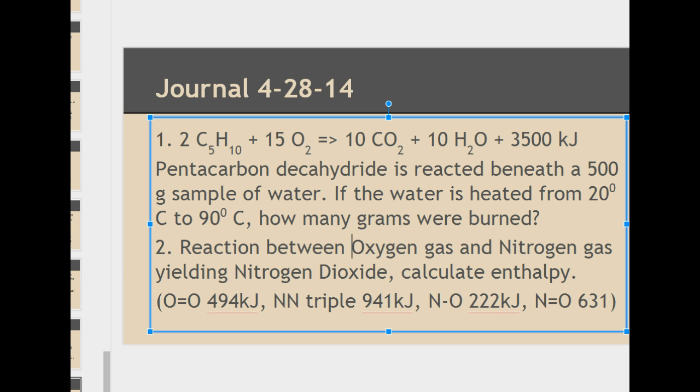For the next question, we have a reaction between oxygen and nitrogen gas yielding nitrogen dioxide, and it's saying figure out the enthalpy based off of all of this information. So the first thing we've got to do is write out a reaction between those two, and what you should get is 2O2 plus N2 yields NO2, 2 moles of them.